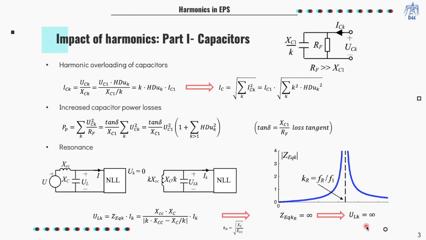We have a parallel resonance phenomenon at this harmonic, which is related to a maximum of the equivalent impedance and may produce high values of the harmonic voltages. These high values may increase the harmonic overloading and power losses of the capacitors.